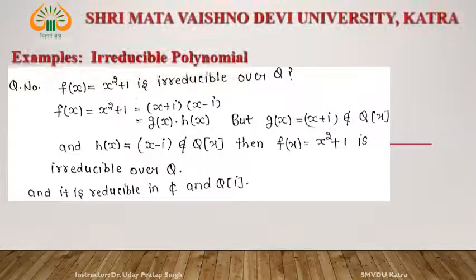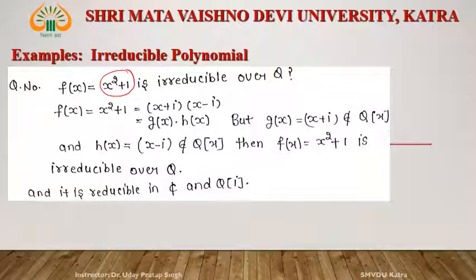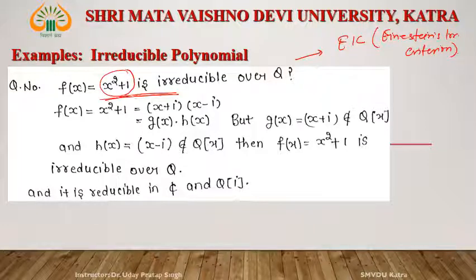See, f(x) is equal to x square plus 1. Later on we will prove this example by EIC. EIC means Eisenstein irreducibility criterion. After studying EIC, we will see that f(x) is equal to x square plus 1 is irreducible over Q.